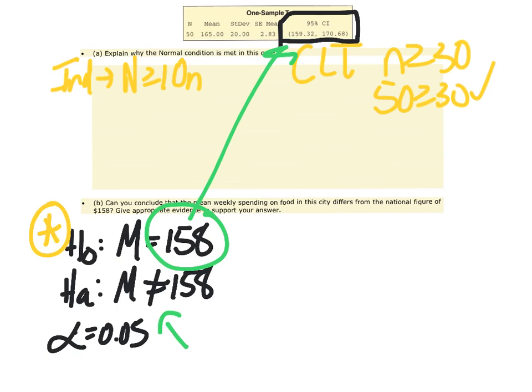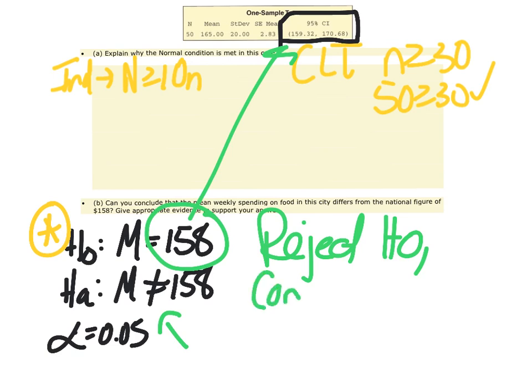158, our null hypothesis, is not in the interval. Because of that, we can reject H sub o, and we can conclude H sub a. Now, what is H sub a? Because we need to put H sub a in context, we would say that the spending for the households is going to be different than $158. So when you have a two-sided test, you just need to recognize there are multiple ways you can actually answer that test, which is kind of a nice connection.